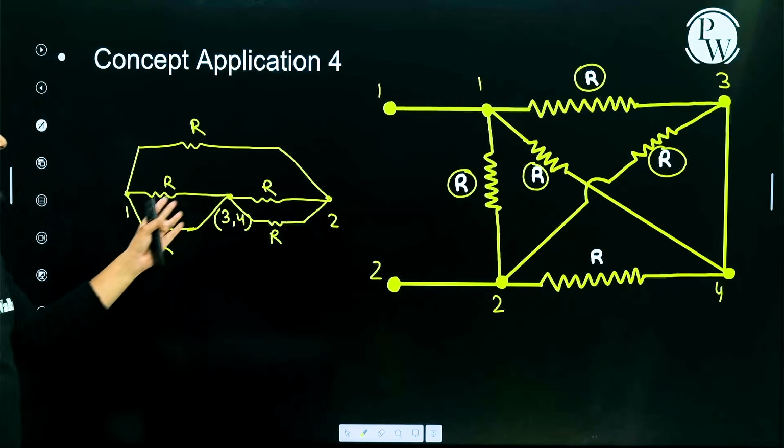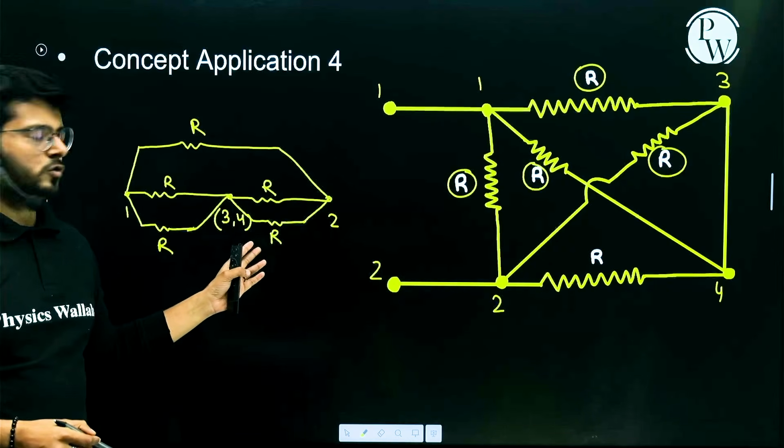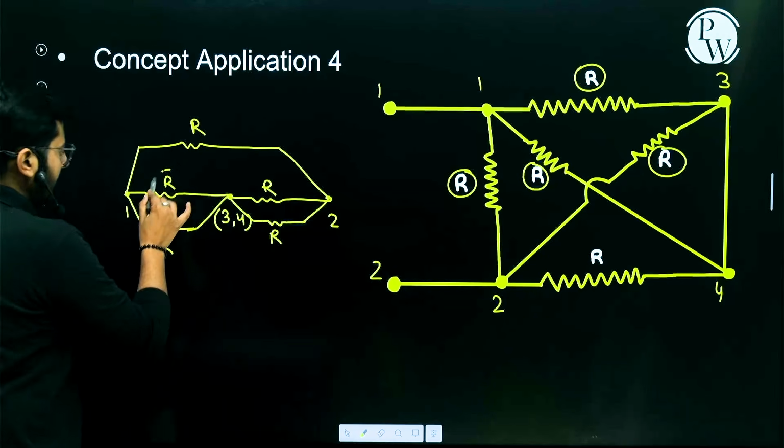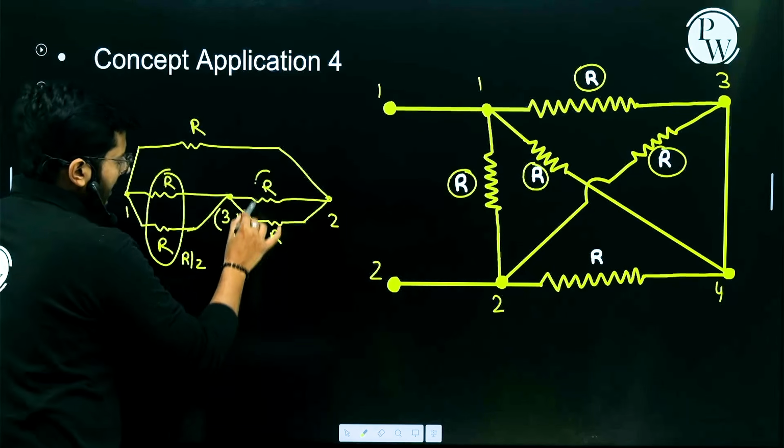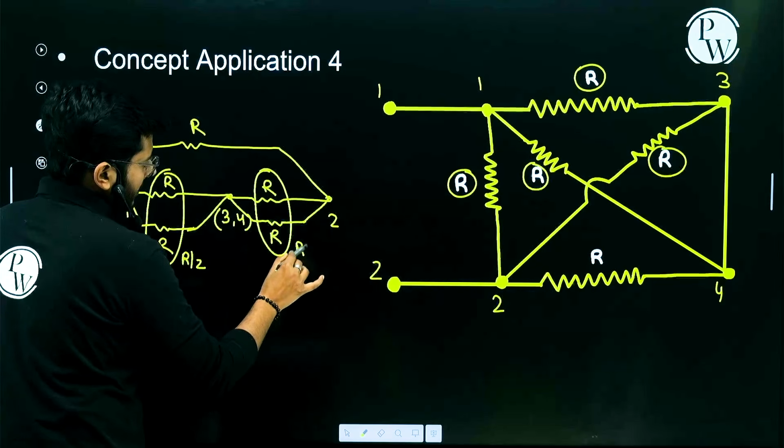So now this circuit is very, very easy to understand and very easy to solve. We can directly solve it. R and R are connected in parallel, so net resistance of them will be R by 2. R and R are connected in parallel, net resistance will be R by 2.